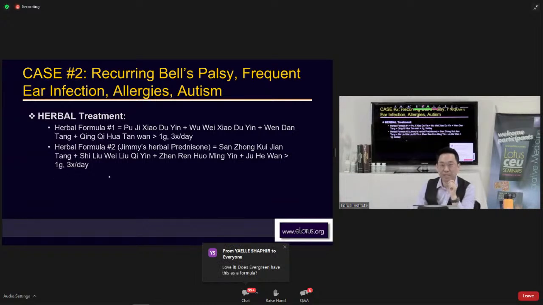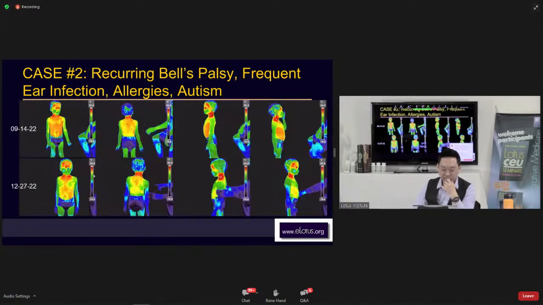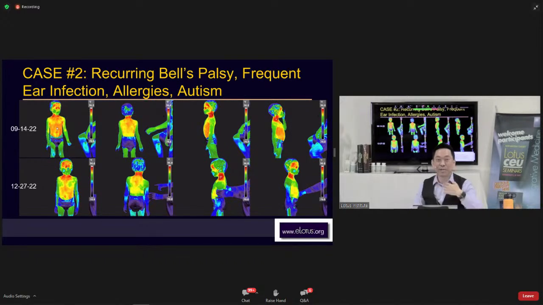Okay, so we did a little acupuncture. We did a whole lot of FSM. We did herbal treatments. So this was his thermography scan. Look at this, this was 9/14. Remember, we do functional pulse diagnosis, which is my pulse diagnosis, and we detected it was fire in 3 jiao. And look at his thermography scan. He was on fire, literally, right?